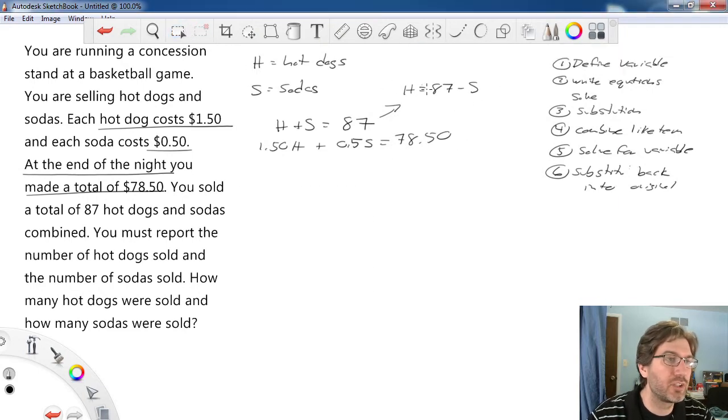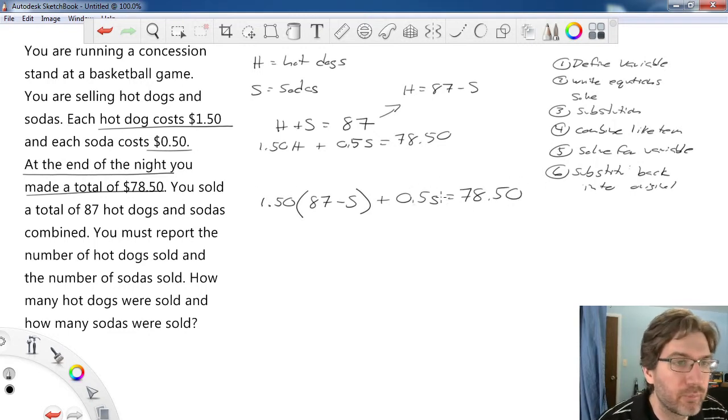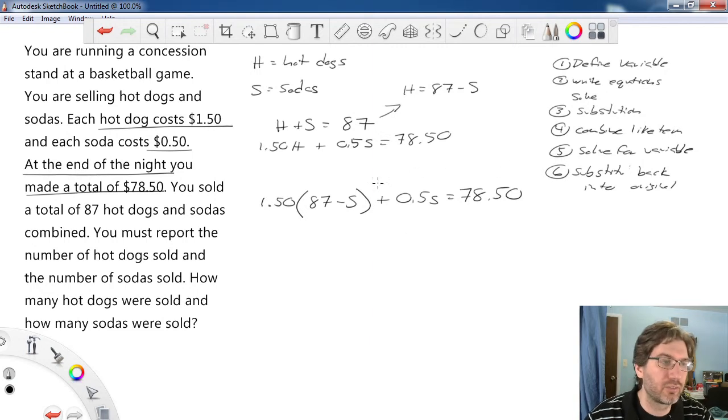So now I know what H equals. I can go ahead and plug it in. Just watch your parentheses here because you are going to be multiplying by H, and H is this whole value, not just the 87. So you got to make sure you multiply by all of it. Plus 0.5 S equals 78.50. Now go ahead and distribute, combine like terms, and solve for S like we were doing last chapter.